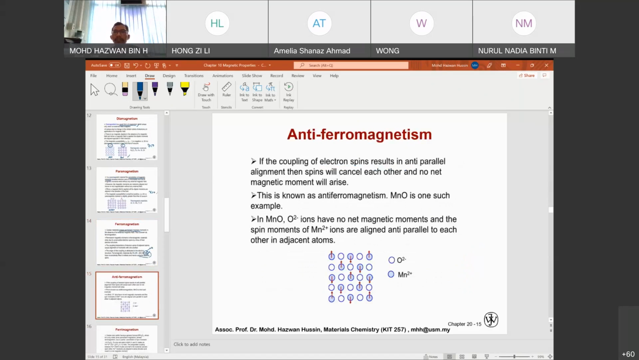Right. So for anti-ferromagnetism, if the coupling of electron spin results in anti-parallel alignment, then the spins will cancel each other, and no net magnetic moment will arise. So this is known as anti-ferromagnetism. Manganese oxide is one such example. In manganese oxide, the oxide ions have no magnetic moments, and the spin moments of manganese ions align anti-parallel to one another in adjacent atoms. So in this case, antiferromagnetism is normally produced from metal oxides.